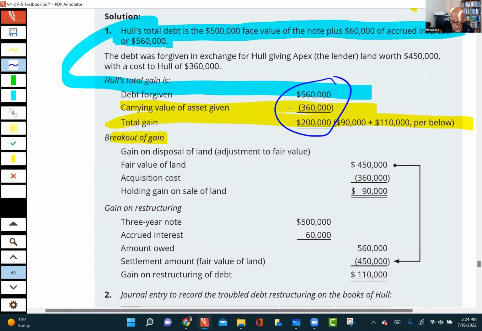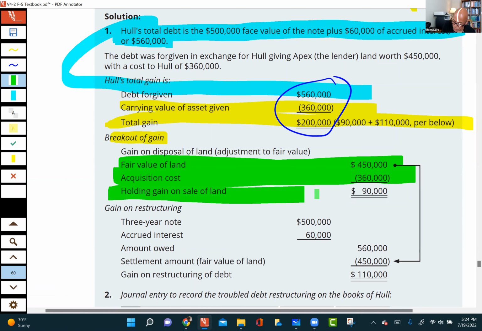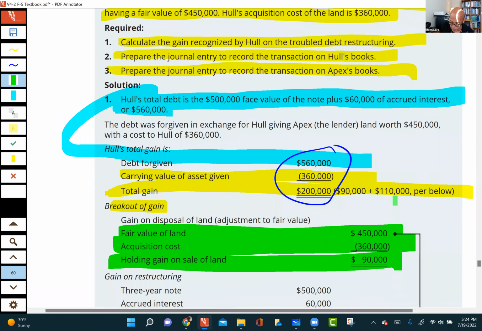I don't know about per below, but let's take a look at how we break out the gain. And they tell us that the gain on the disposal of land, just like any asset, is the difference between the fair value and the acquisition historical cost, the book value. If it was a building, it'd be the original cost minus any accumulated depreciation up to that point. But that will be the holding gain on the asset that's transferred. And then we would take that fair value of the land, which again, they say per above, but it was given to us right here. The land was worth 450.